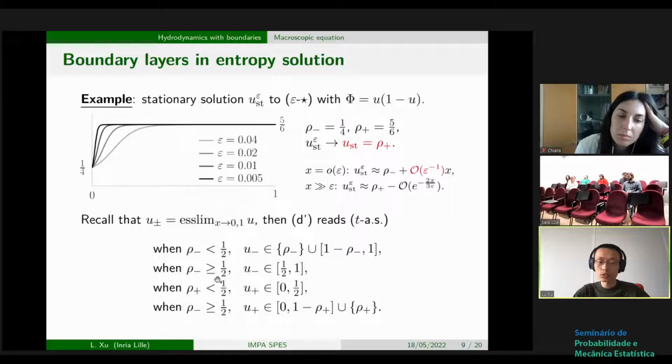And if rho minus is larger than 1/2, this boundary condition doesn't make any sense, so U minus can be anything if it's larger than 1/2. And, okay, sorry, this is not rho minus, this is rho plus, of course. And on the right side, I have something similar. Up to here, it's very clear what this boundary condition means. So this is really an entropy solution that satisfies the entropy inequality, and this set of boundary conditions is what we want to prove.